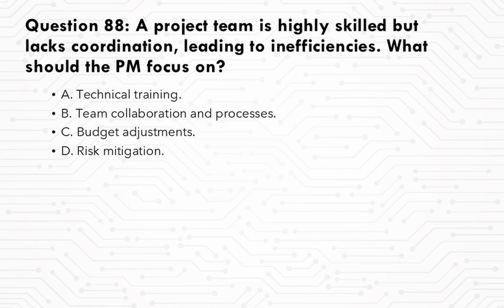Question 88. A project team is highly skilled but lacks coordination, leading to inefficiencies. What should the PM focus on? A. Technical training. B. Team collaboration and processes. C. Budget adjustments. D. Risk mitigation. Answer: B. The issue is coordination, not skill level.